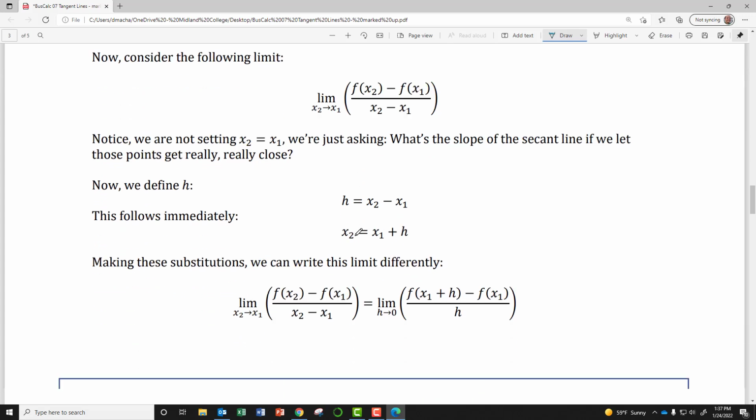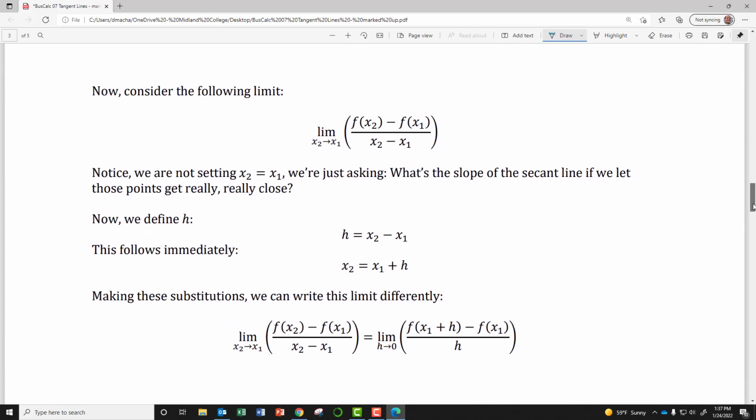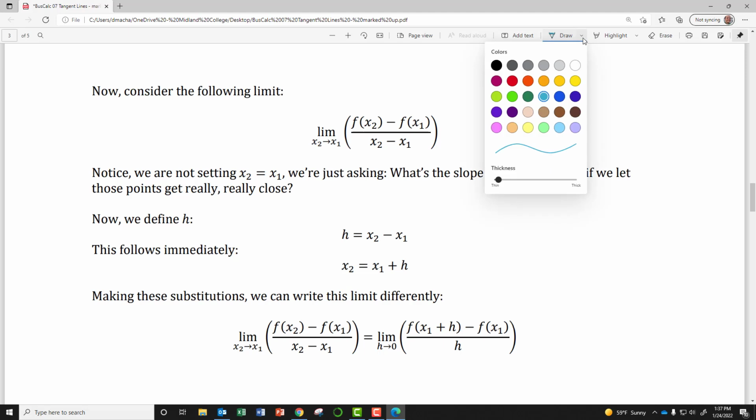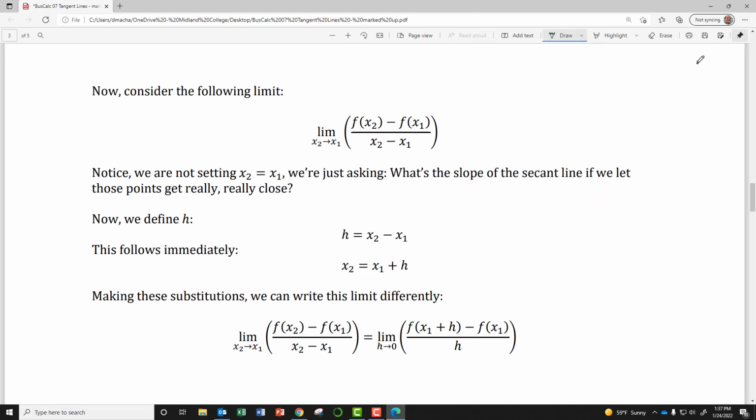Okay, now we should be used to limits after last week's material. And so we're going to consider the following limit. We're going to take the limit as x2 approaches x1 of this expression, which might look familiar to you because this is the slope of the secant line.